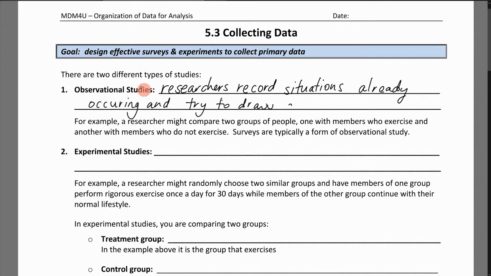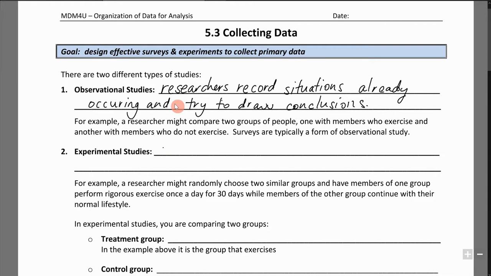So for example, a researcher might compare two groups of people, one with members who exercise and another with members who do not exercise. And so surveys are typically a form of observational study. Okay. And then we have experimental studies.